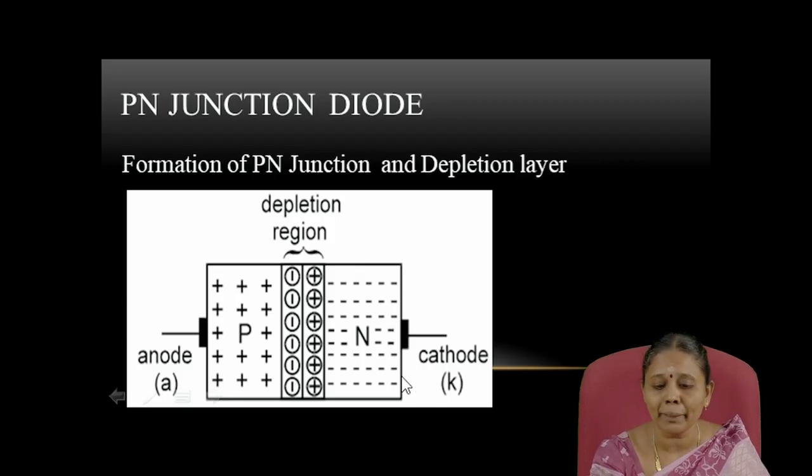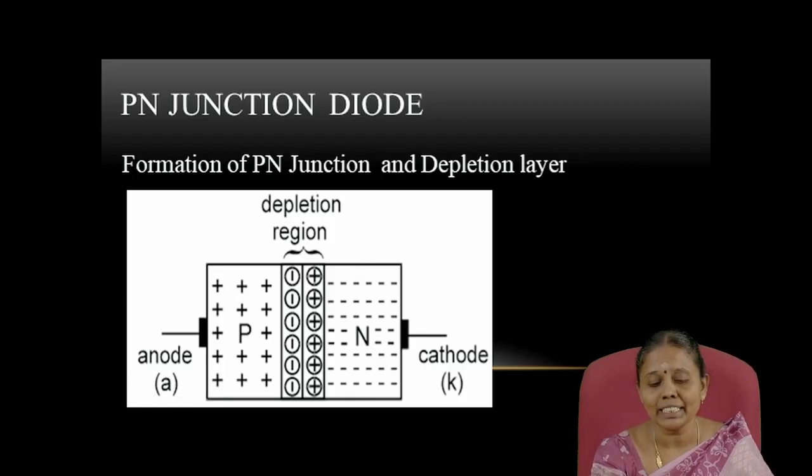Even though in the P side or P region, positive holes are present, a small amount of minority carriers, that is electrons, are also present in the P region. Similarly, in the N-type side or N region, minority carriers, holes, are present. So, this depletion region is formed.